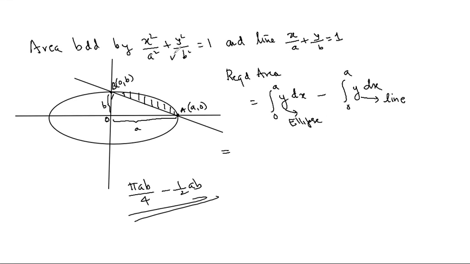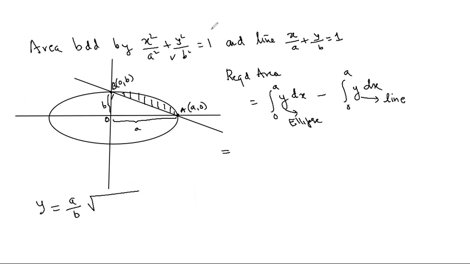We have already done this once, making y the subject. What is y from here? Do you remember? Okay, I'll write it over here. y is B by A times the root of A square minus x square. Is that right? And what will be y of the line? It will be B by A times (A minus x).